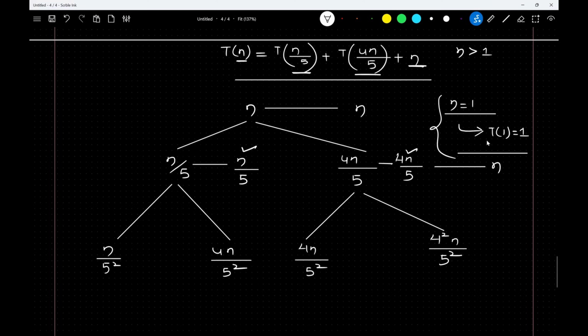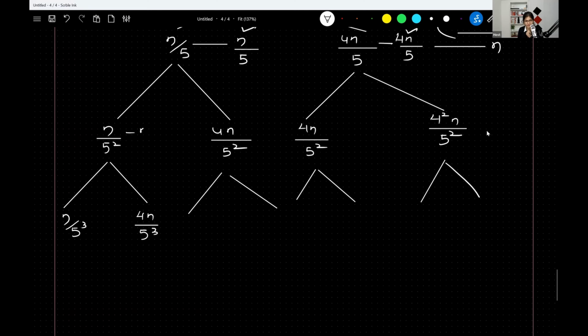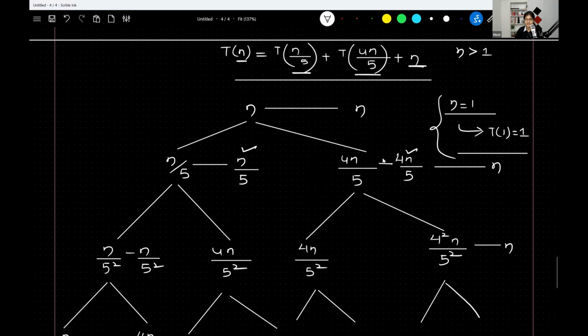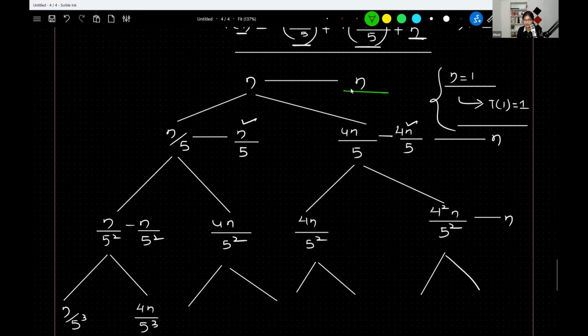Yes. Now, again, when we do the further split, what will happen? (n/5)^3, (4n/5)^3. And so on. You can do this. And you will observe, it will be n/5^2 only. It will also be the same. So again the addition of all these things will be n. So what you're observing here is that at every level, your cost will remain the same. It is n only.